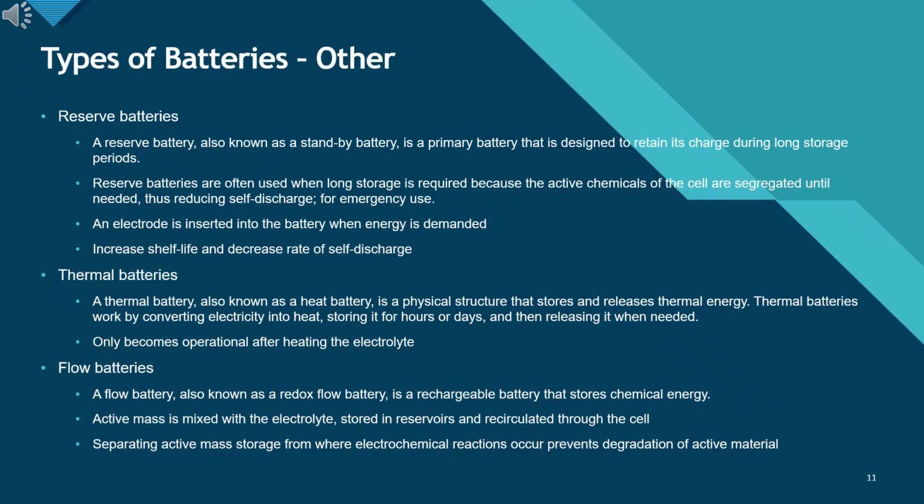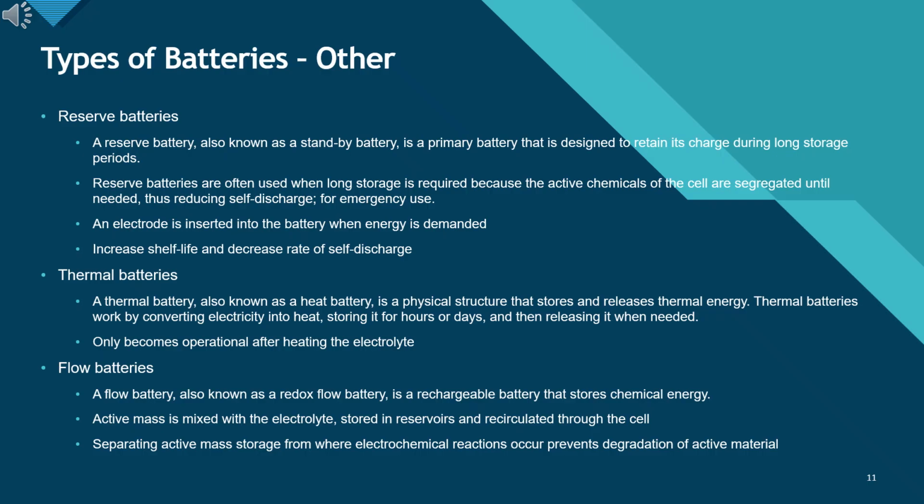Other types of batteries. Some batteries are designed for very specialized uses. For example, reserve batteries can be stored for years without losing their charge because the active materials are kept separate until needed. When activated, maybe by inserting an electrode or adding a liquid, they suddenly become operational. This makes them ideal for emergency or military equipment where reliability after long storage is critical.